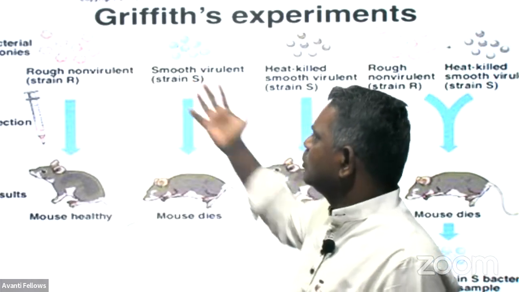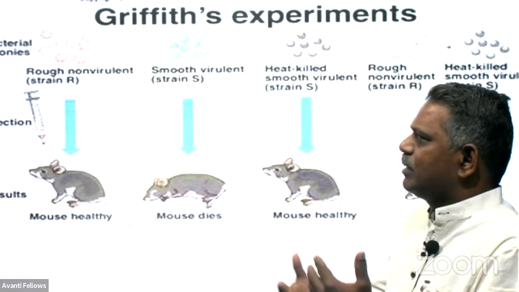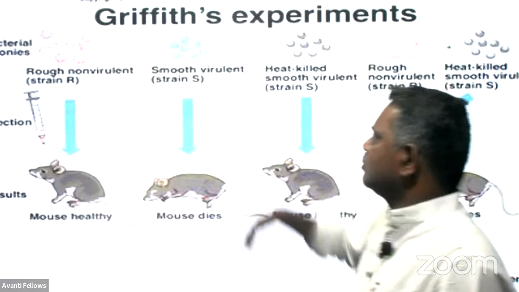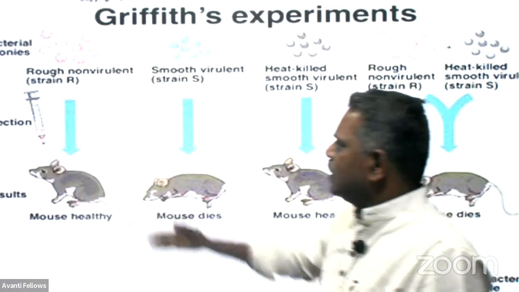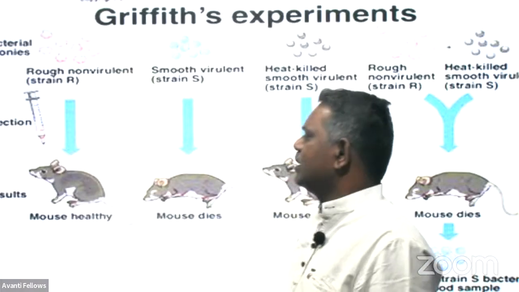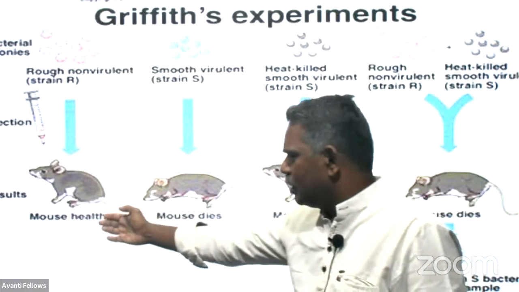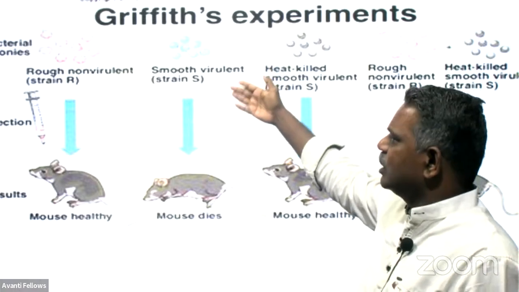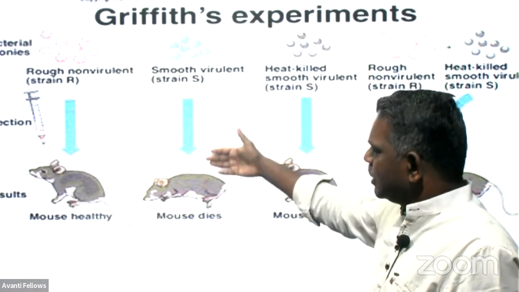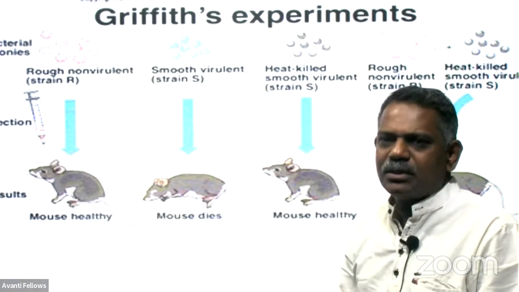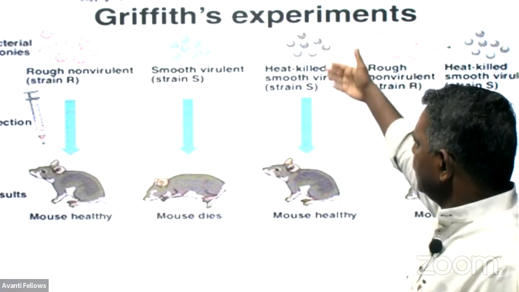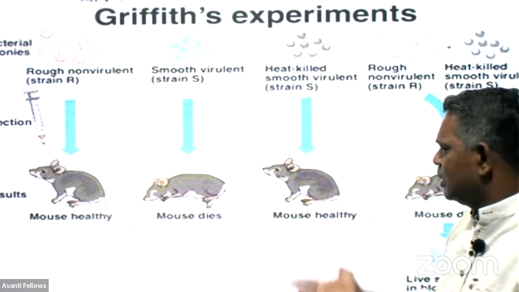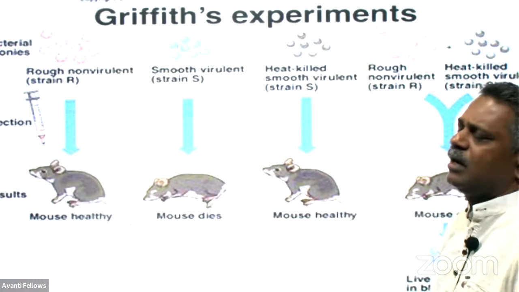He selected two types of pneumococcus bacteria: one is rough non-virulent, another is smooth virulent. The rough non-virulent strain was injected into the mouse, and the mouse stayed healthy. Whereas the smooth strain is virulent, so naturally the mouse died due to pneumonia. When the heat-killed smooth virulent strain was injected, the mouse lived, naturally, because it was dead, heat-killed bacteria.